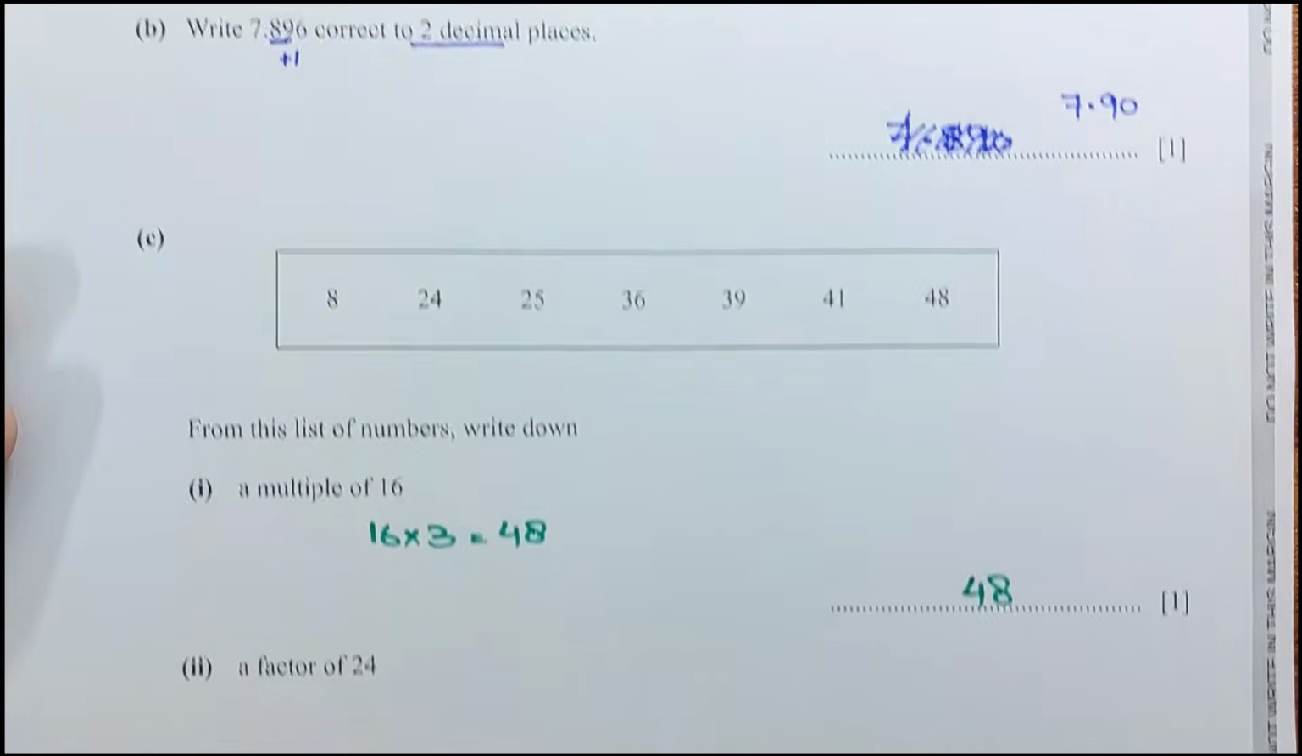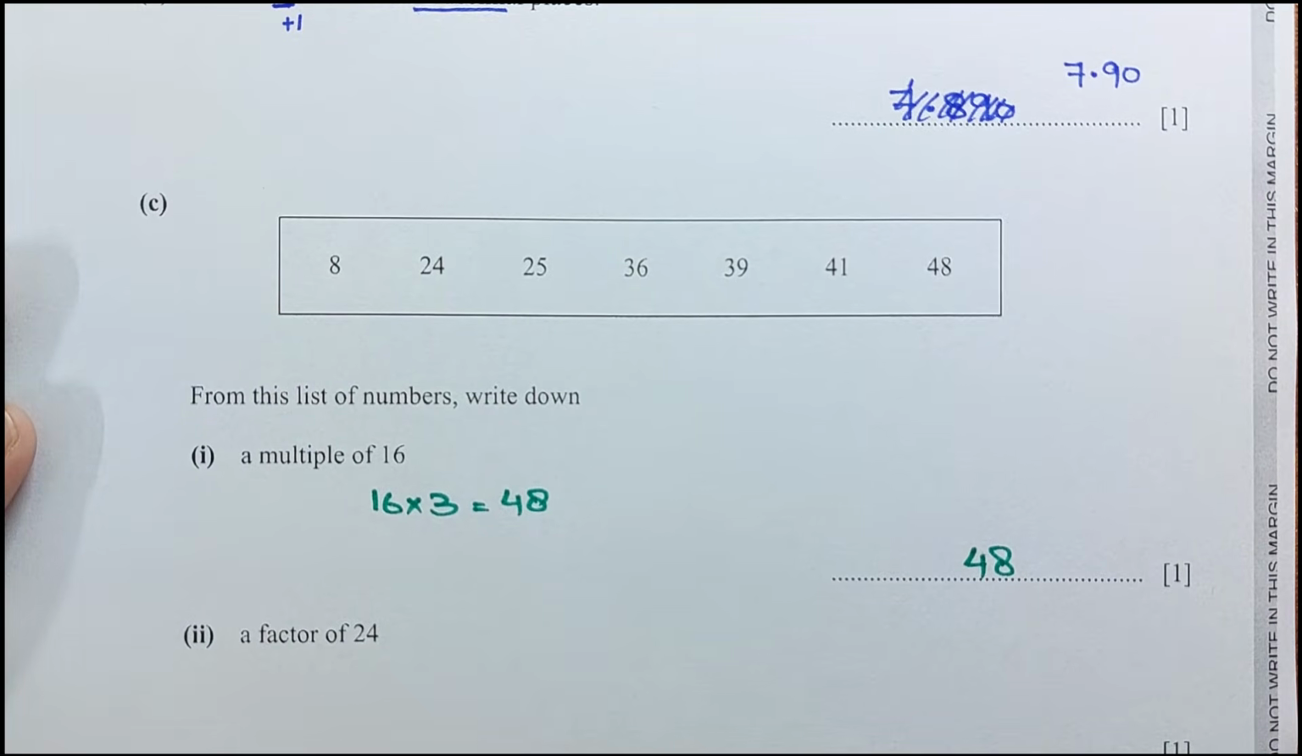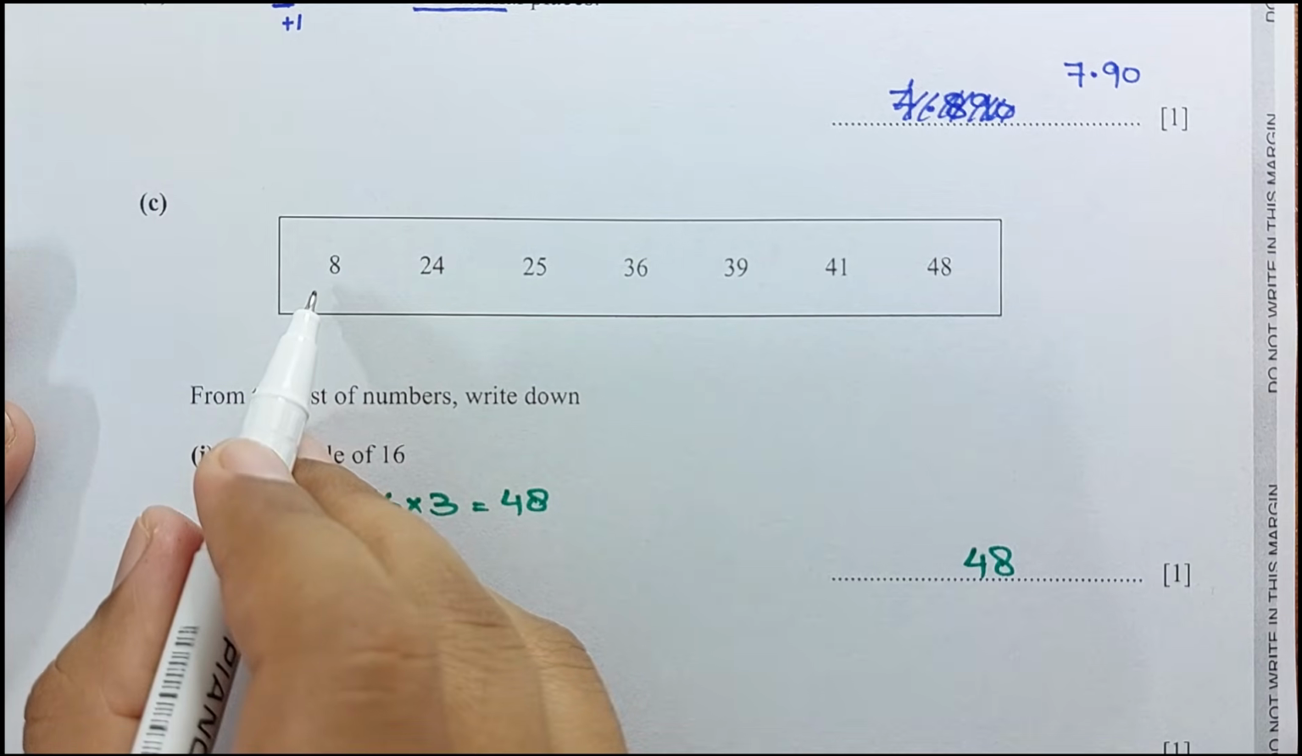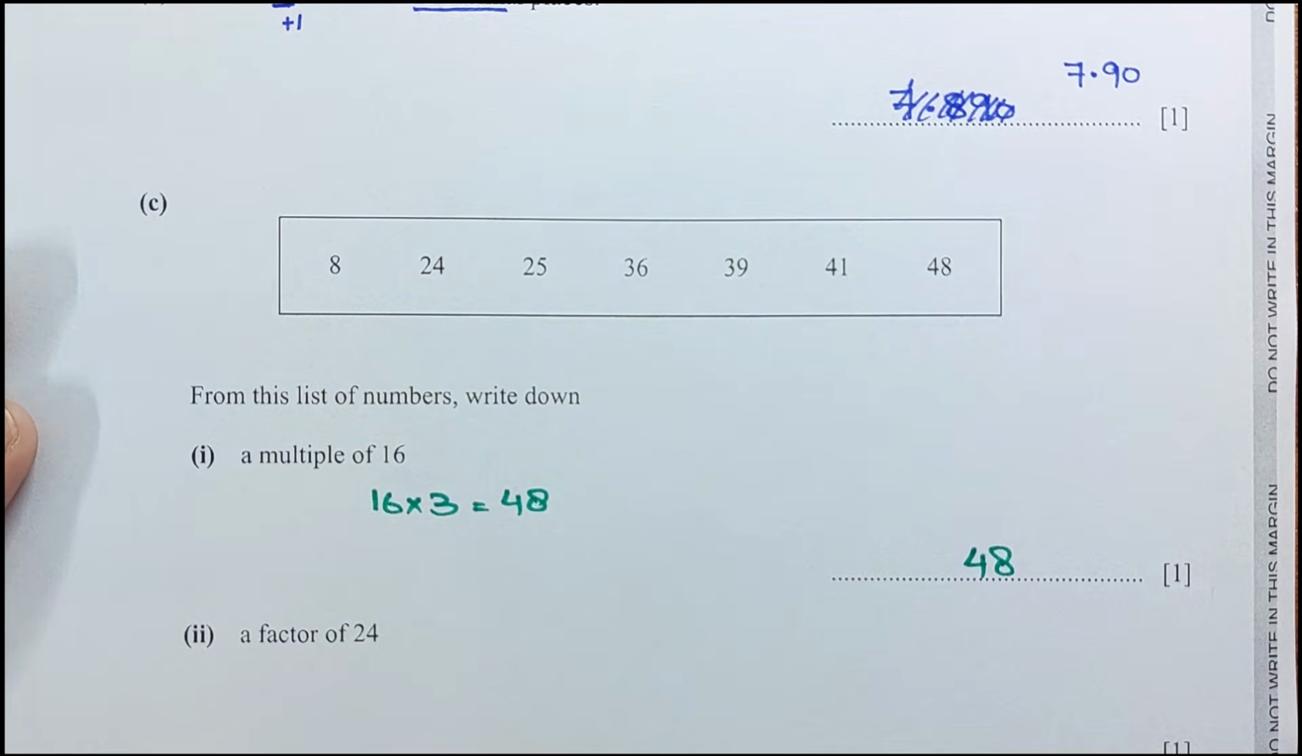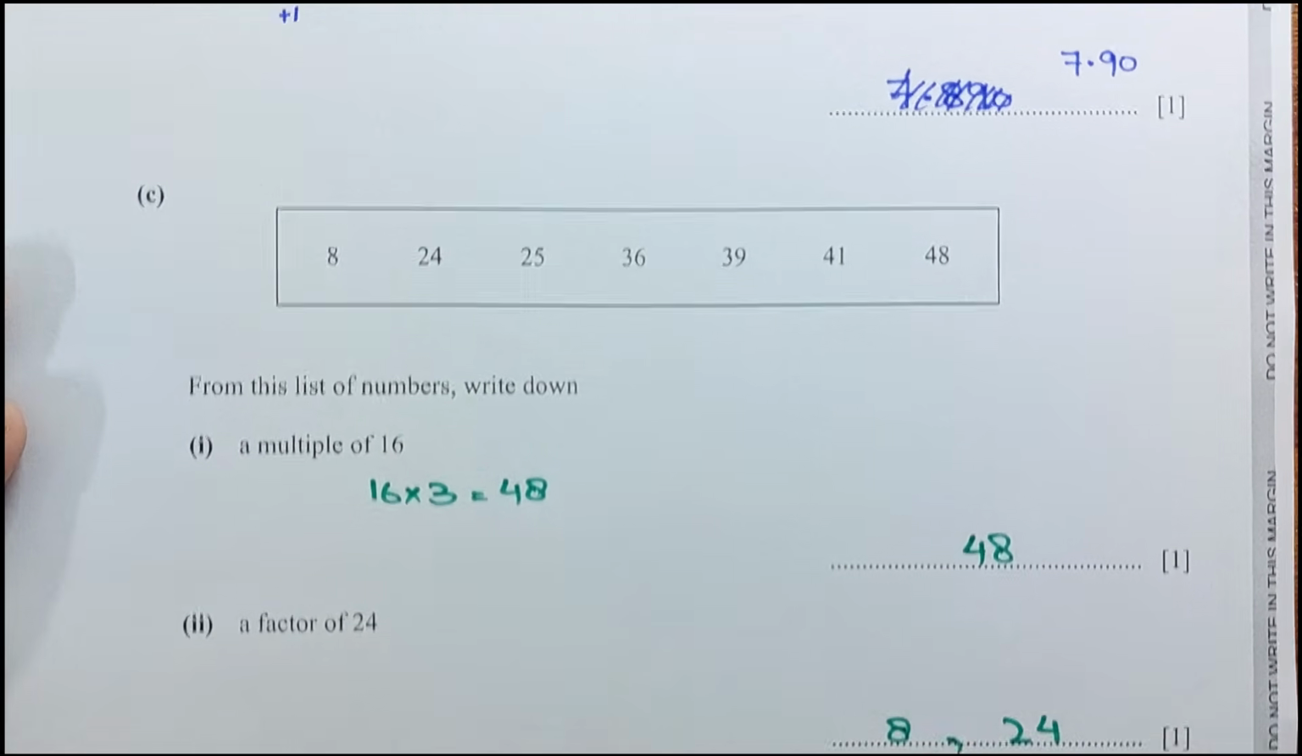Second part, a factor of 24. Okay. So 8 is a factor of 24. Yes. 8 times 3 is 24. 8 is a factor of 24. 24 is a factor of 24, not the rest of the numbers.